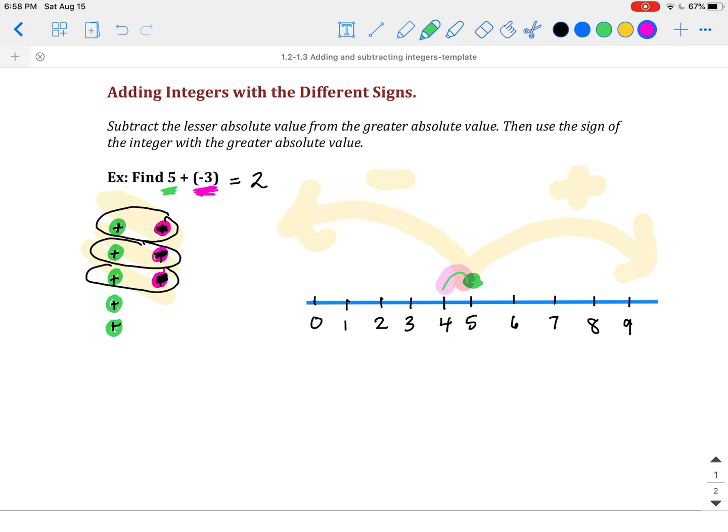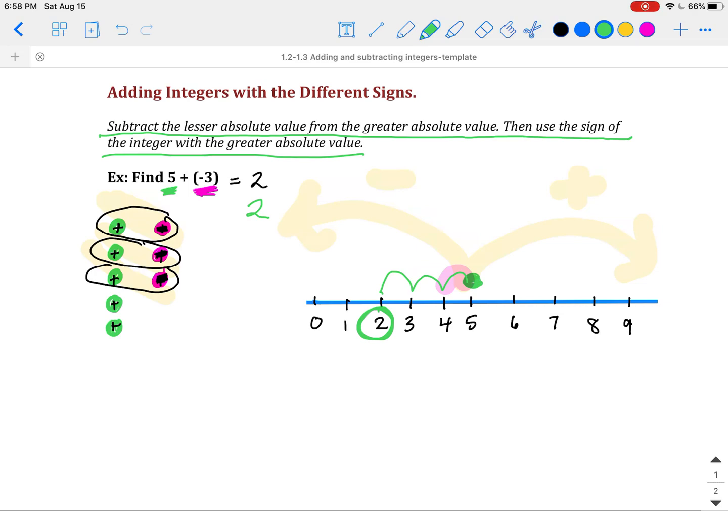So in this case, we are going to move 1. Oops, I didn't want to use highlighter, but that's all right. We're going to move 1, 2, 3 to the left, and we are going to end right here at 2, and we agree that that is our solution. Remember, the last thing I wanted to do was go over the rule, and that says subtract the lesser absolute value from the greater absolute value. Then use the sign of the integer with the greater absolute value.